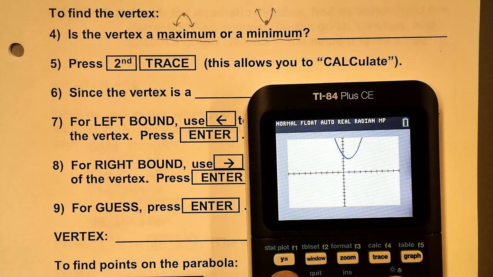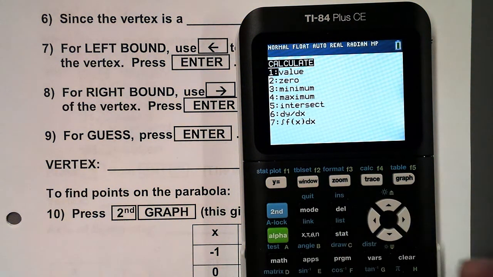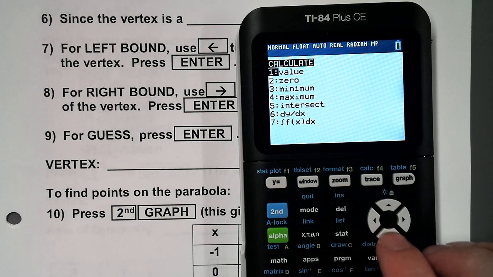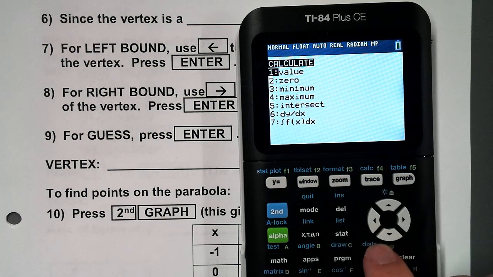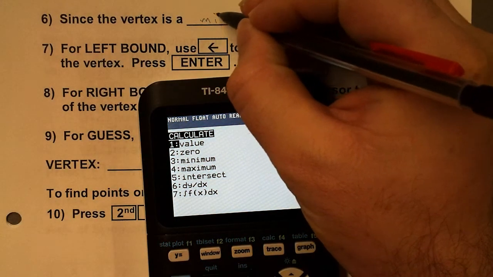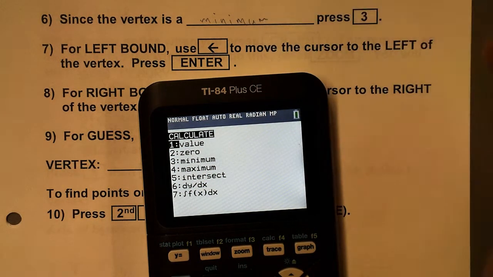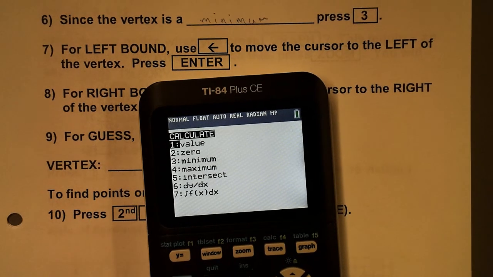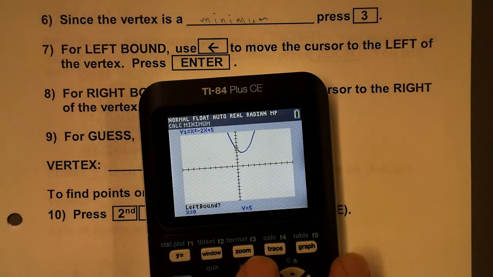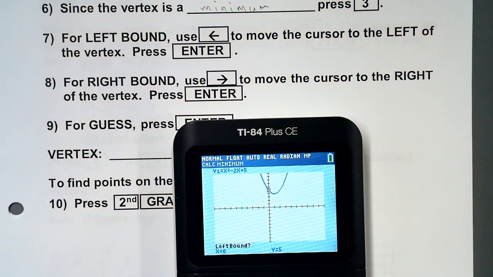Now, if you go to second trace, so push second first, then hit trace, it brings up this menu. What you can do is scroll down to minimum, because the vertex here is a minimum, and it's going to give you the exact vertex. This will be really helpful when it doesn't land on an exact point, when it's a fractional point. So go down to number 3, minimum. Push enter. Now, it's going to ask left bound. You have to move your cursor to the left of where the vertex is.